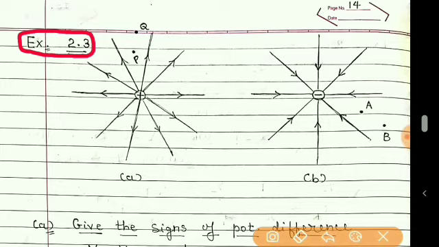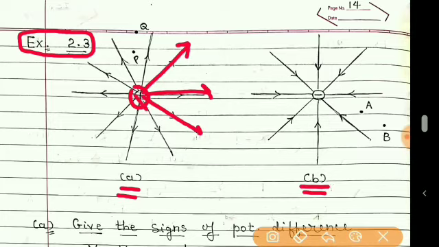Now here in this example, two figures are given, figure A and figure B. In first figure, a positive charge is there, and so the electric field is radially outward. That is also shown, and 2 points in this electric field is given, point P and point Q. Similarly, in second figure, a negative charge is given.